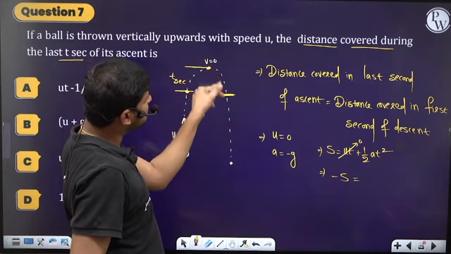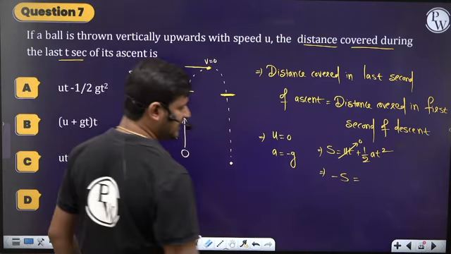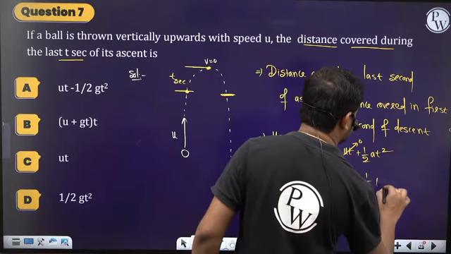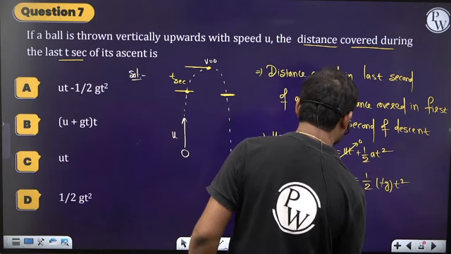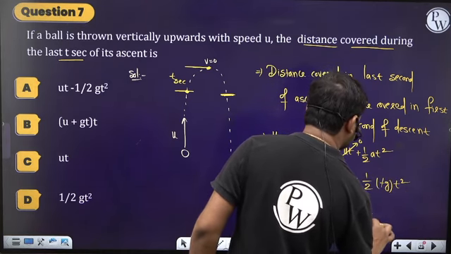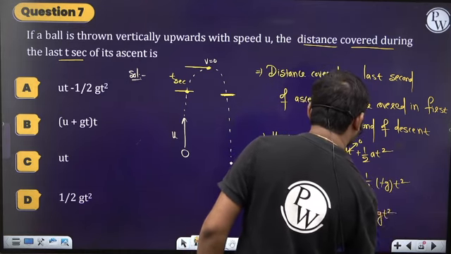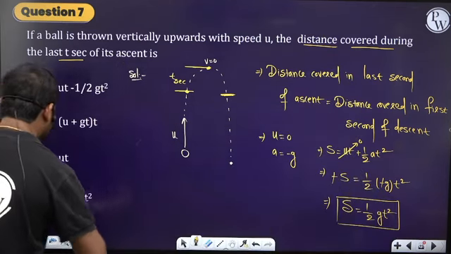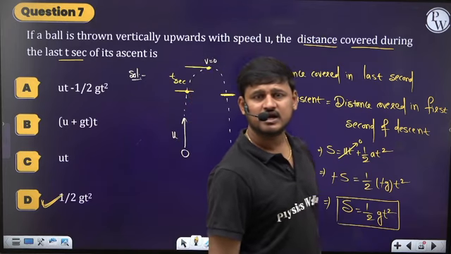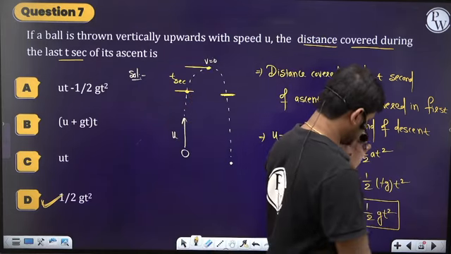At the top the velocity becomes 0, right? That becomes the initial velocity while coming down. Then half a is minus g, and let the time be t seconds itself. So minus minus cancel, and the distance covered will be equal to half gt square. So option D is the correct one, guys. Clear everyone? Chalo, next.